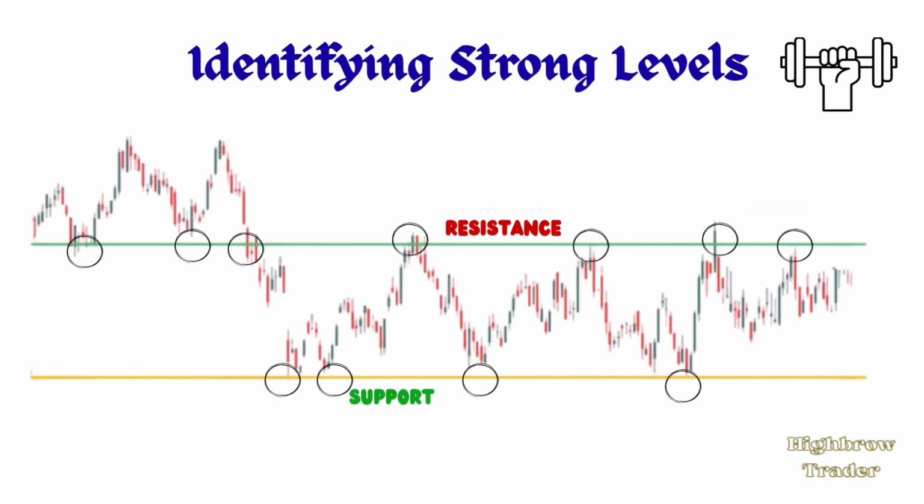A level becomes stronger the more times price touches and respects it. The longer a level holds, the more traders trust it. Strong levels are often zones of high volume or major price reaction. Use these for high probability trade setups. See the chart to understand what strong support and resistance levels look like.